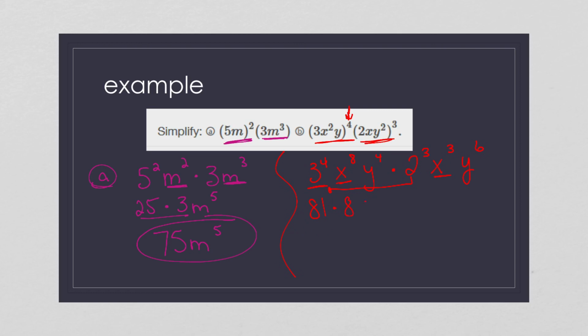Then I've got x to the 11th. How did I get 11? 8 and 3, guys. And then I've got y to the 10th. How did I get 10? 4 and 6. Okay, remember, when your bases are the same and you're multiplying, you add your exponents together. And then I'm going to do 81 times 8. And I get 648. X to the 11th, y to the 10th. We're done.